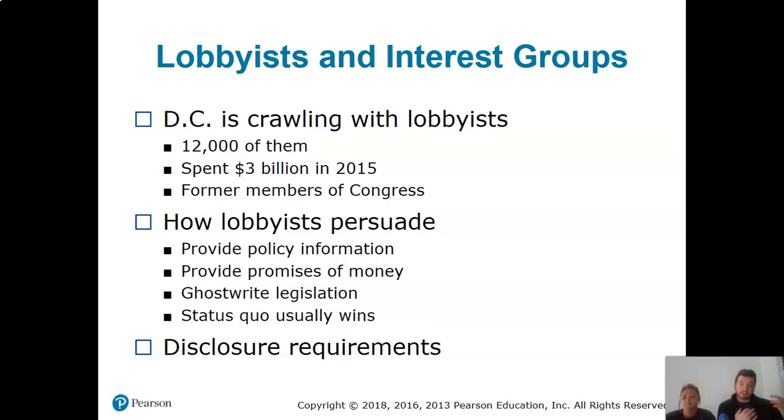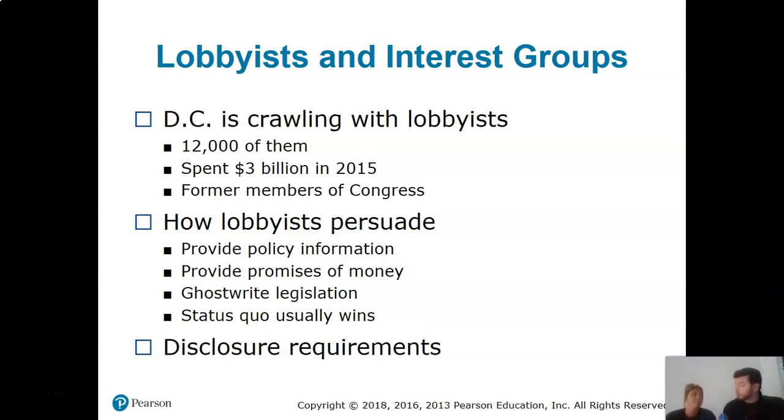These interest groups hire lobbyists, who are very well paid, and they go to Washington D.C. and all they're there to do is influence Congress and congressmen to vote according to the interest group's wishes. That's all they do. Lobbyists are usually policy experts. They can actually help congressmen a lot of times because congressmen are policy generalists. They know a little bit about a lot of stuff, whereas lobbyists know a lot about a little. There are 12,000 lobbyists, and interest groups spent $3 billion on them in 2015.